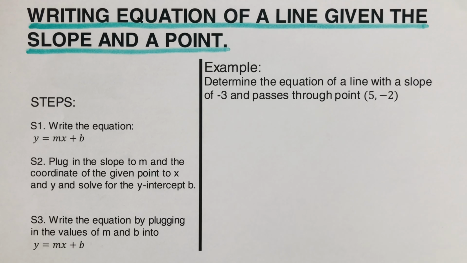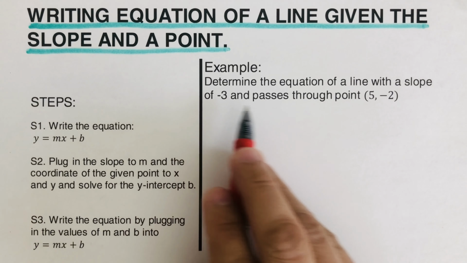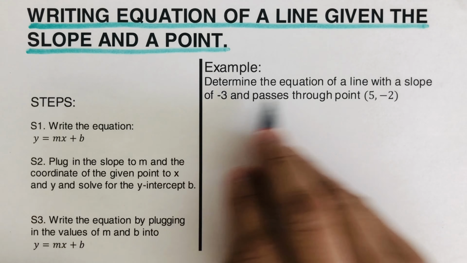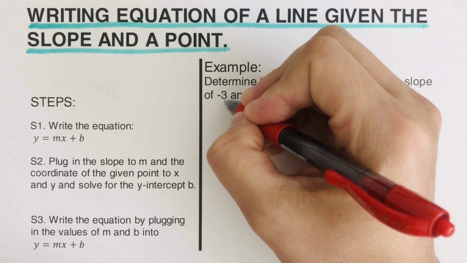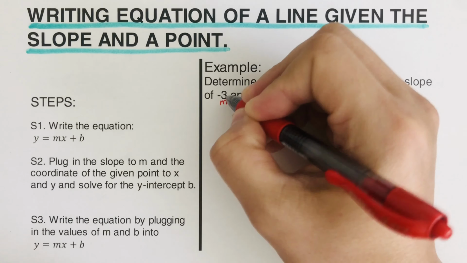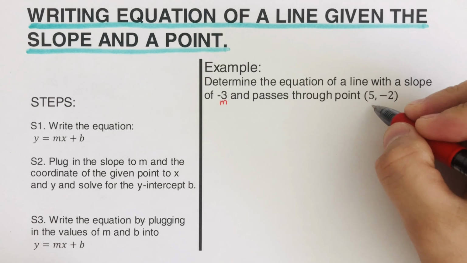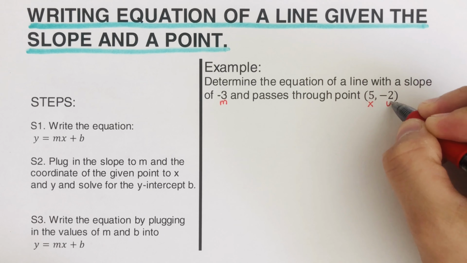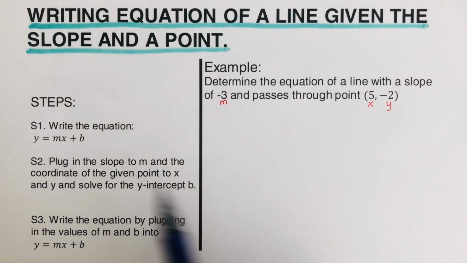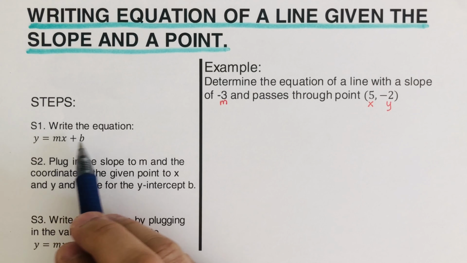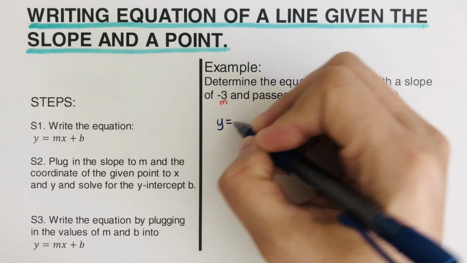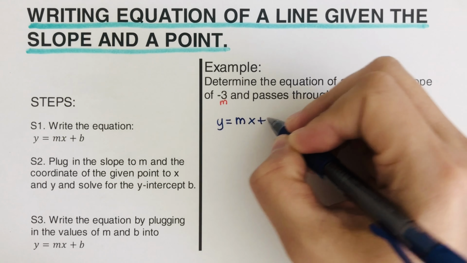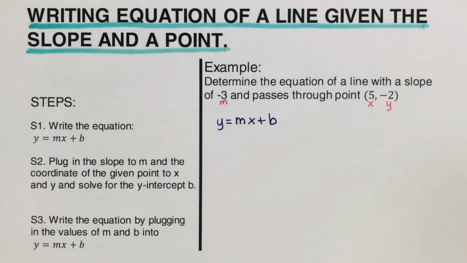So the first step is to label the parts that are given to us. This -3 represents the slope, and we remember that slope is represented by the letter m. So I'm just going to write m for this. That's our m. And then this one right here would be our x and y. I'm just going to label that over there. Okay, we jump into the first step. Write the equation y equals mx plus b. This is the slope-intercept form of a line.